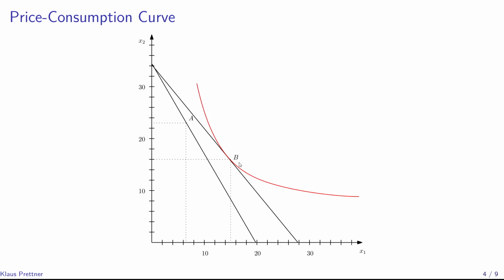Now the reaction of good 1 in this case here is unambiguous, so the consumer will spend more on it, but the reaction of good 2 is not unambiguous, because in this case it depends on whether the substitution effect, that the other good became cheaper, dominates the income effect. The income effect is that the household can afford to buy more of both goods because the price decrease made the budget set larger.